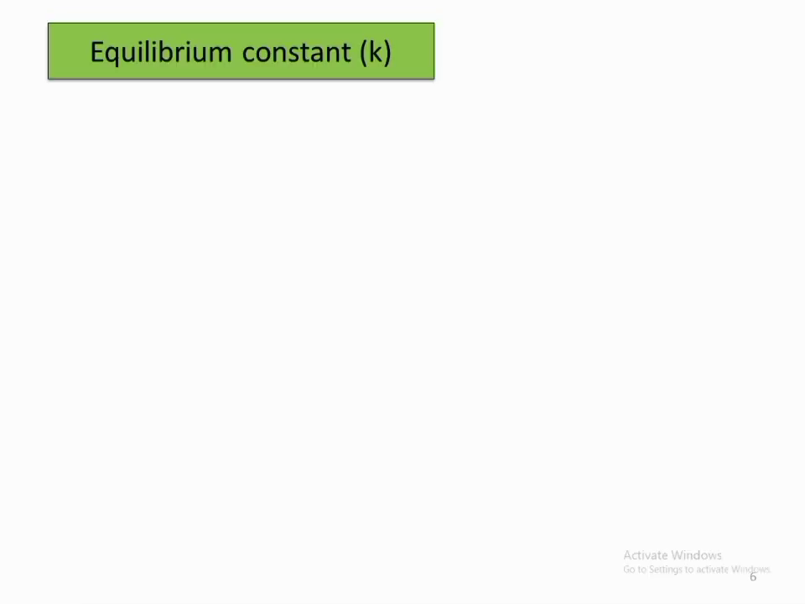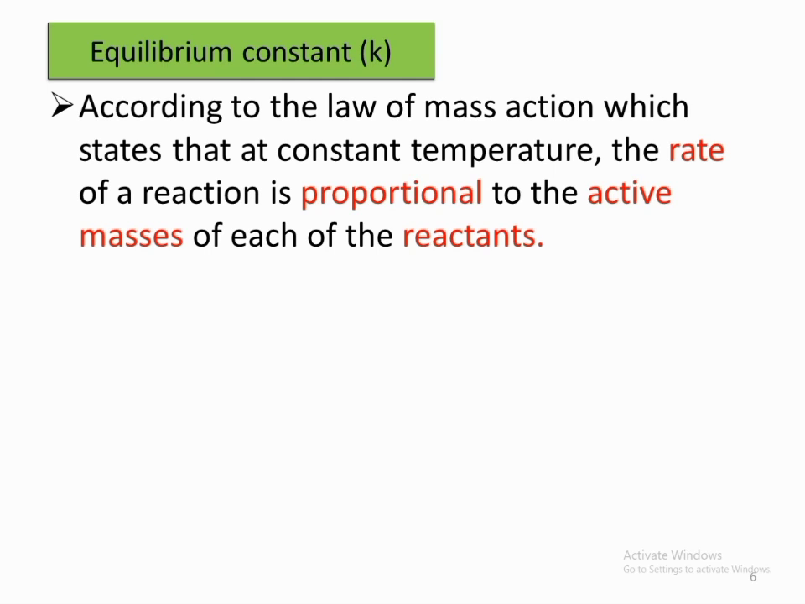All right, equilibrium constant. Of course, before we look at the equilibrium constant of a chemical reaction, let's quickly see what the law of mass action states. The law of mass action states that at constant temperature, the rate of a reaction is proportional to the active masses of each of the reactants, which means what determines the rate of a particular reaction is the active masses, the masses taking part in a chemical reaction.